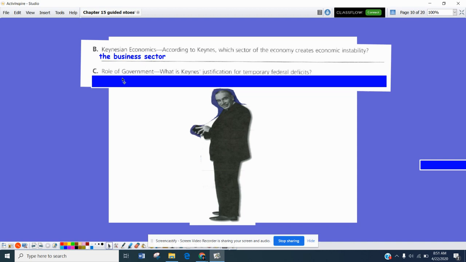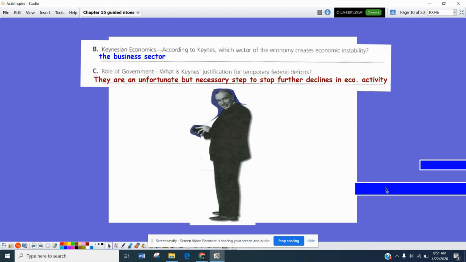So the role of government: what is Keynes's justification for temporary federal deficits? He thought that they were unfortunate, but they were necessary to stop further declines in economic activity. And these ideas play into the whole idea of the New Deal under FDR. FDR basically thought one way to stabilize our economy was to rack up a little bit of deficit during the 1930s to help offset the economic downtimes. The question is, how do you stabilize that after the fact? It's one of the issues we've had to wrestle with in regards to Keynesian philosophies.